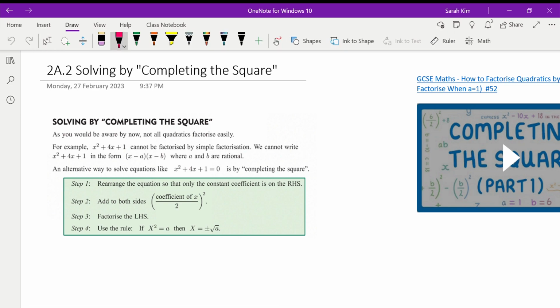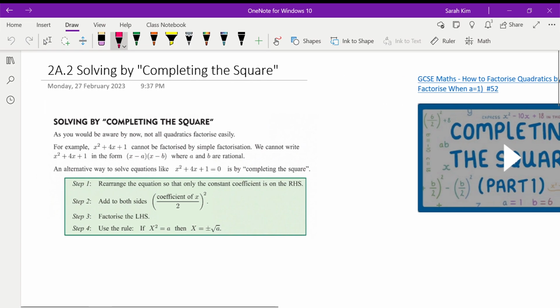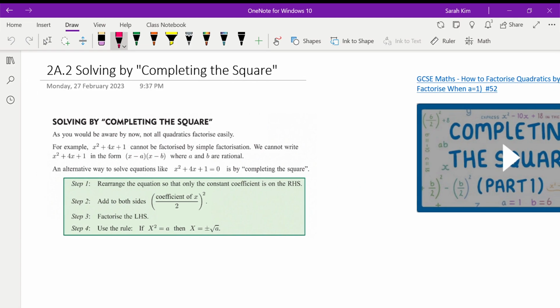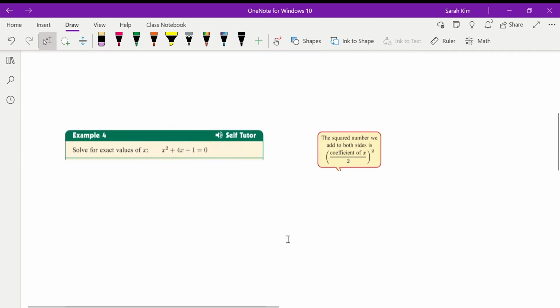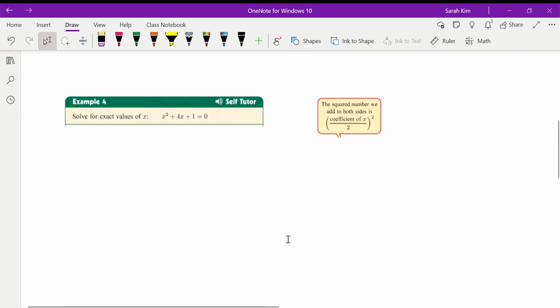We touched base on how to solve completing the square. Feel free to watch this video over here for more explanation, but basically read through these steps. You're going to need to follow it. We did it when we did the circles last time, the circles equation in the last topic, so we'll just give it a go. So we'll have a look at this example and I'll show you how to do it.